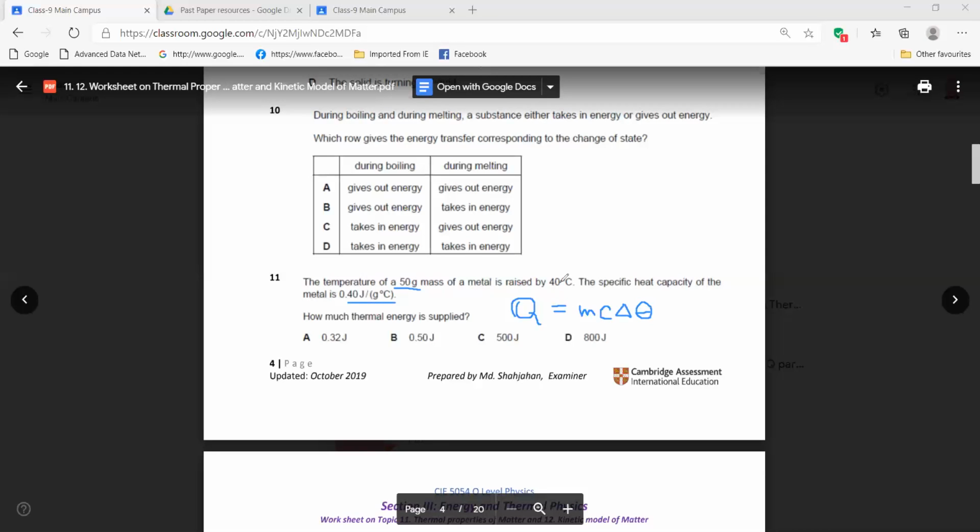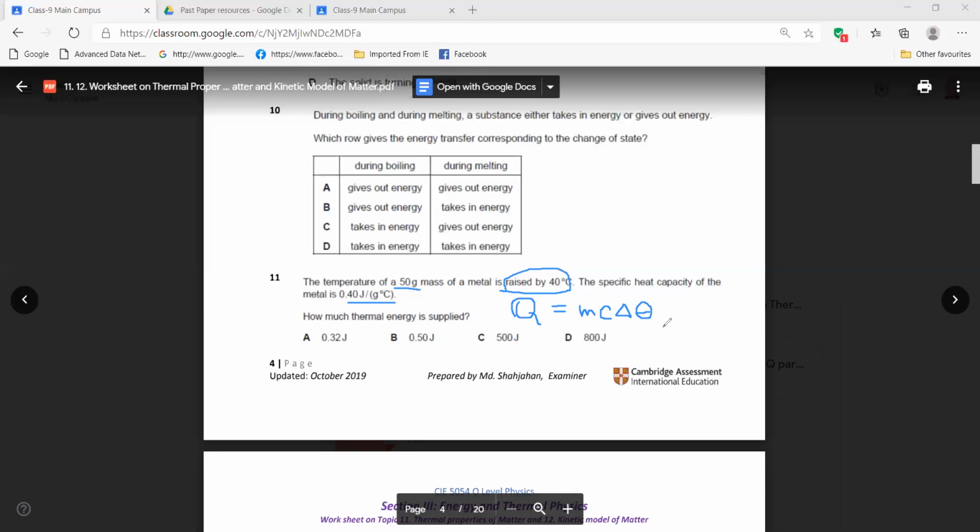In our last question we had temperature from 10 to 35, right? So we had the difference, 35 minus 10. But here they say directly raised by 40 degrees Celsius. So delta theta is given directly. We do not need to subtract.